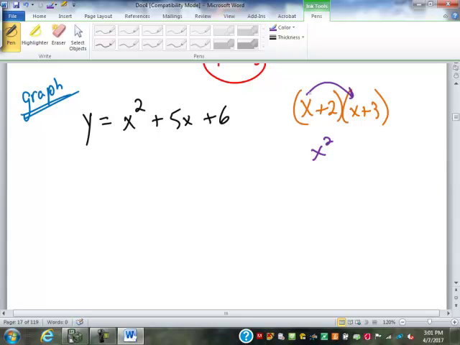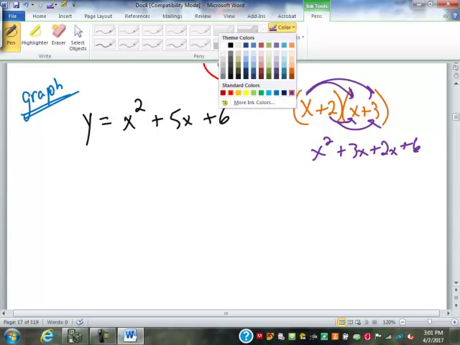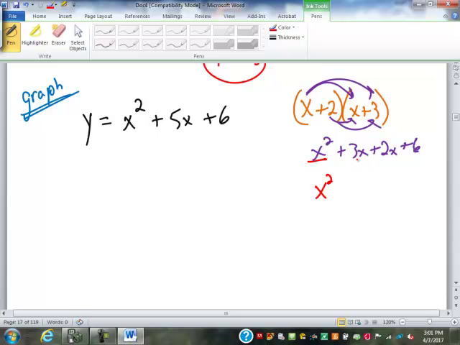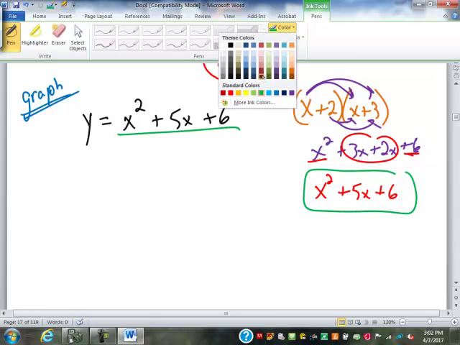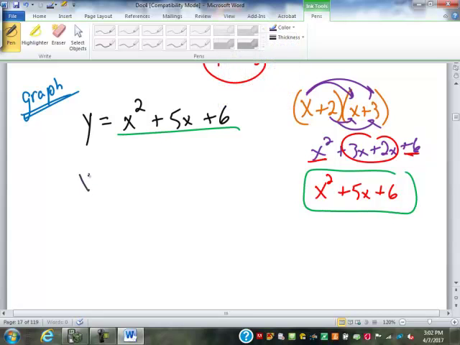X times x is x squared. X times 3 is 3x. 2 times x is 2x. 2 times 3 is 6. And that combined, the x squared stayed the same. We combined the 3x and the 2x to make 5x. And then we had the plus 6. Well, you can see I chose that intentionally. That's what I have right here. So this equation here, y equals x squared plus 5x plus 6, is the same as saying y equals x plus 2 times x plus 3.